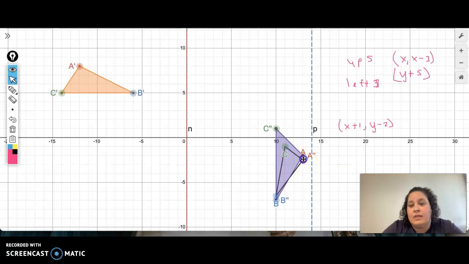I'm going to do that same thing with A, so it's right here, so I'm going to go over 1, down 2. That's my new A value. And then same thing with B. I'm going to go over 1, down 2. Perfect. Again, notice it's the exact same shape, it's just moved around. Okay? X is left and right, y is up and down. That's what a translation is.